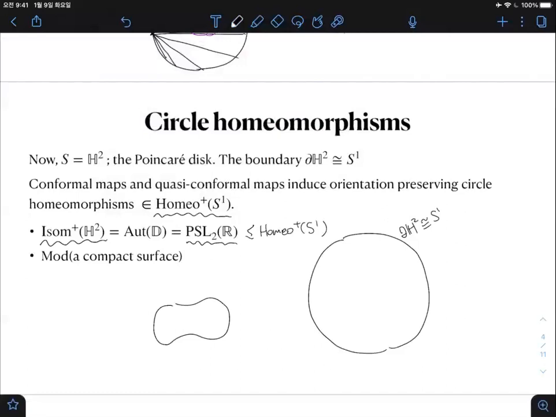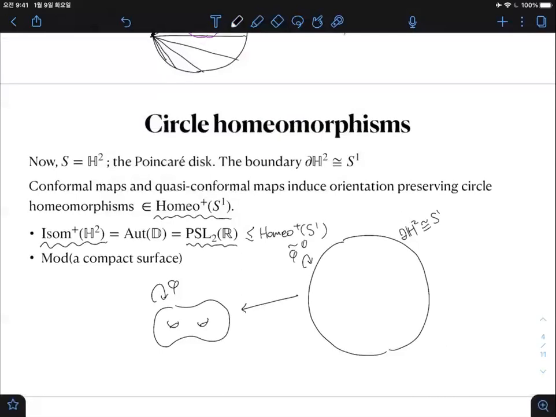Also, on a compact surface, when we have a mapping class, we can think about the universal cover of this surface. The universal cover is H2, and we can think about the lifting of the mapping class element. Then this mapping class element gives a quasi-conformal map on the hyperbolic plane. So the lifting also gives an orientation preserving circle homeomorphism. We can think of this as also an element of Homeo+(S1).